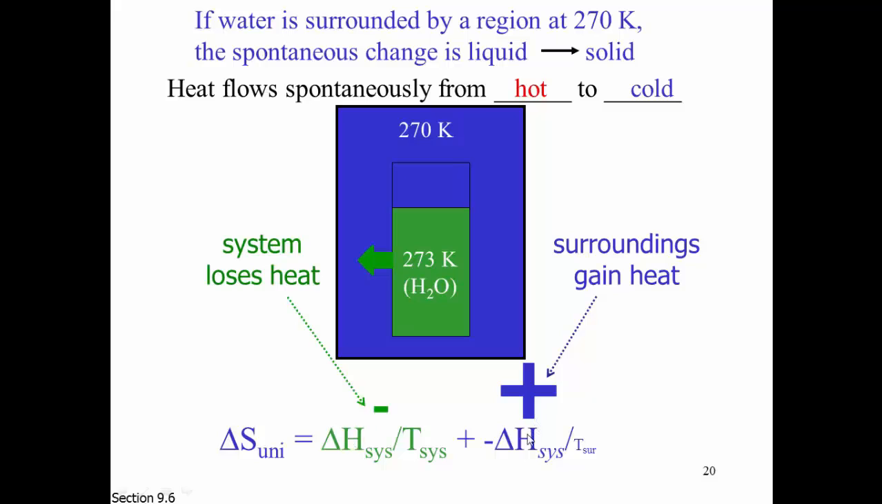Now the numerator of this equation is the same. Whatever the system loses, the surroundings gain. What's different here is the denominator. T system is greater than T surroundings. That will make the positive magnitude greater than the negative magnitude. So the entropy change of the universe is positive.